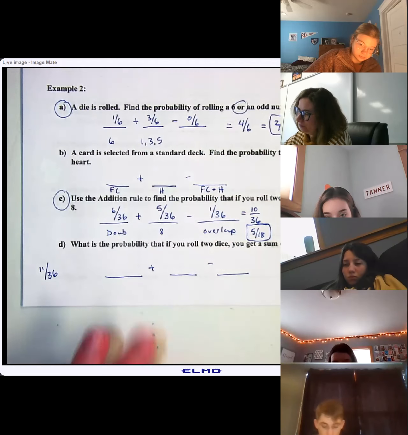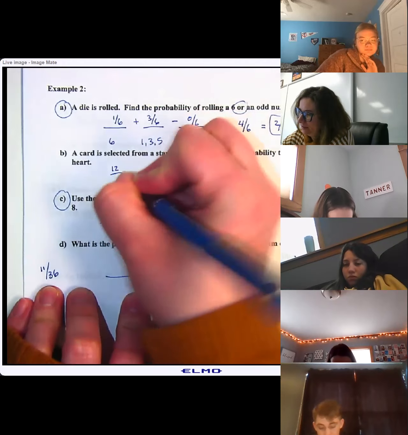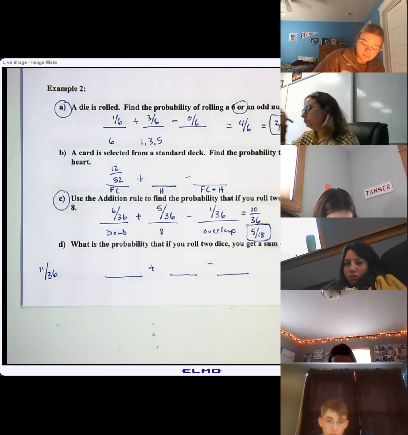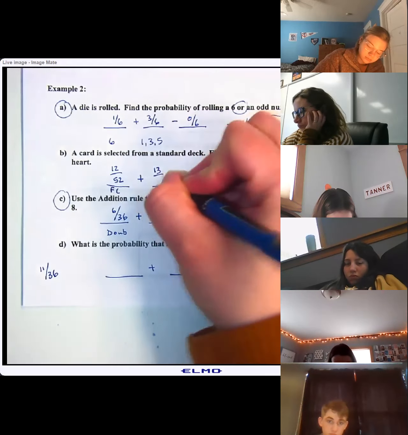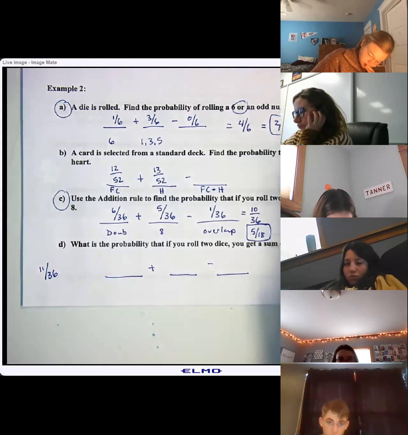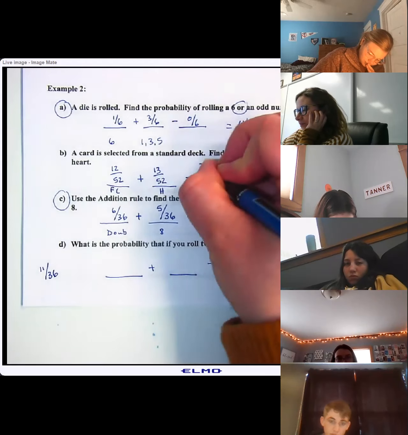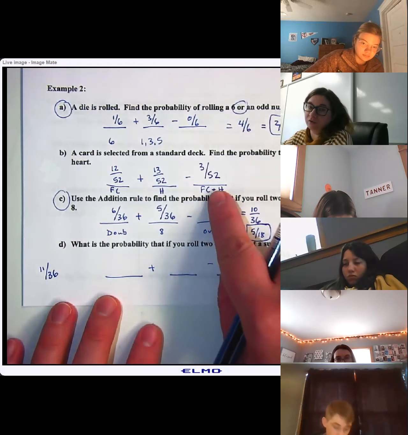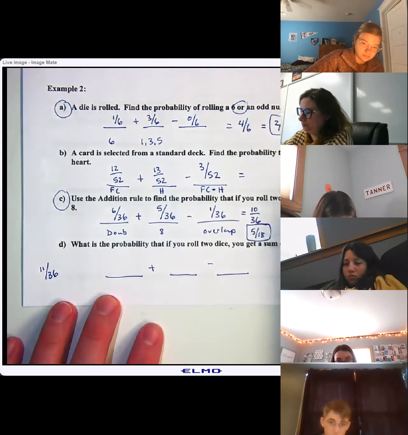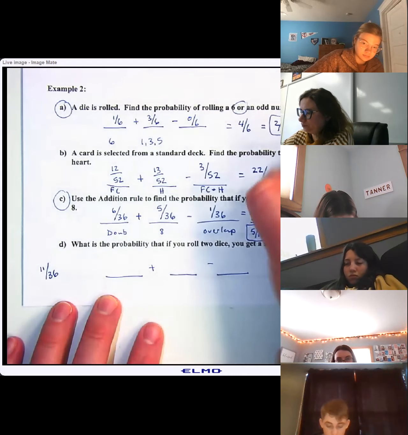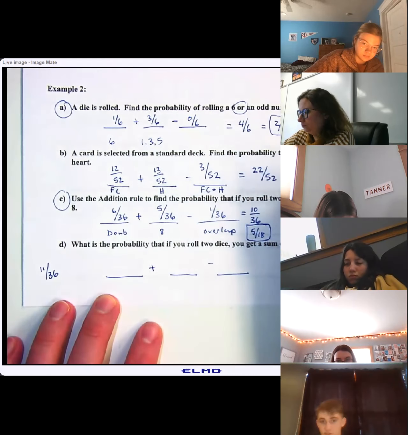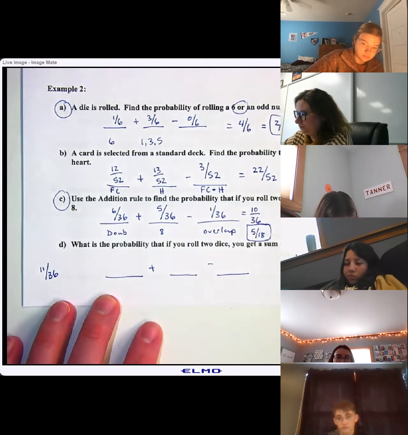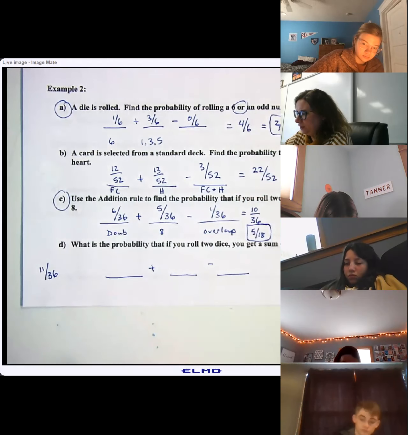So there are 12 face cards in a deck, because there's the jack, queen, king of all four suits. Yep. There's 13 hearts, and then there's 3 hearts that are face cards. So this would be specifically the jack, queen, and king of hearts. Okay. So when you add that all up, it equals 22 out of 52 or 11 out of 26. Beautiful. 11 out of 26, yep. Okay.